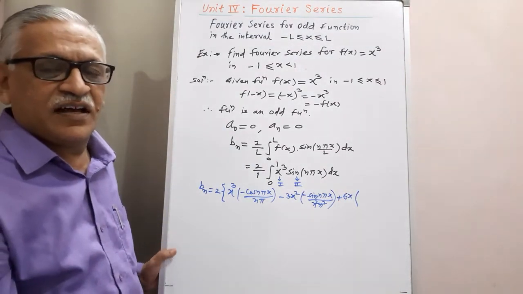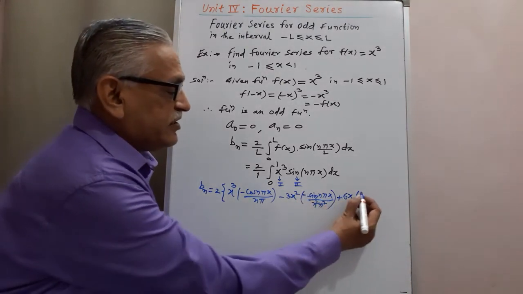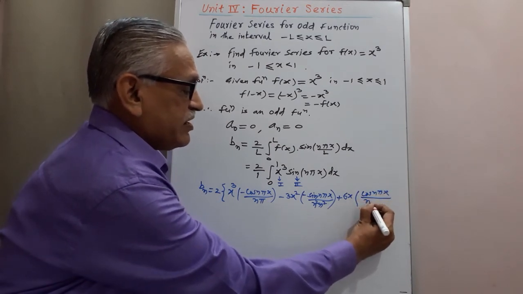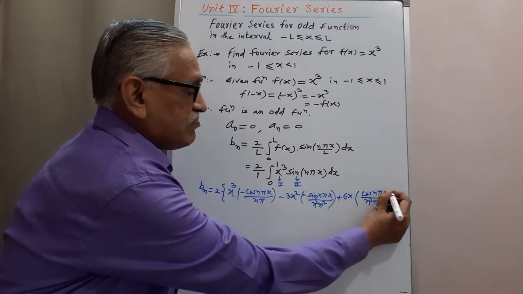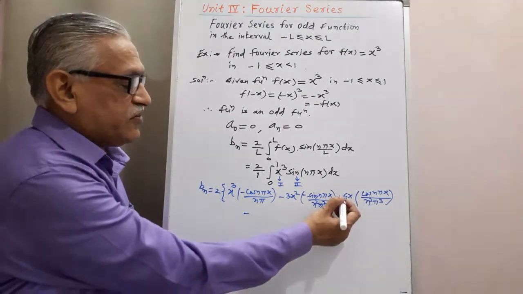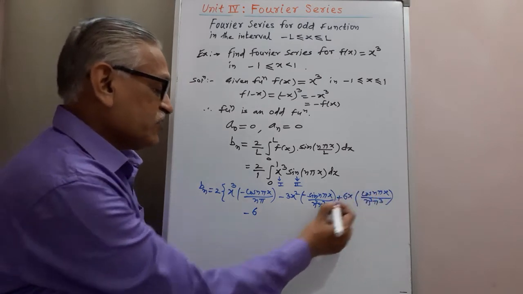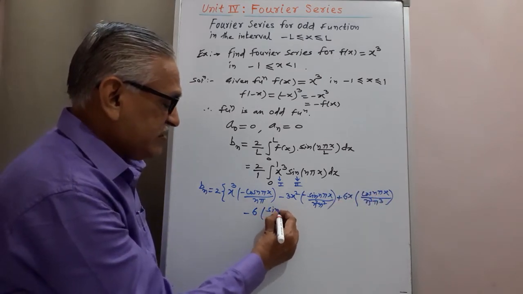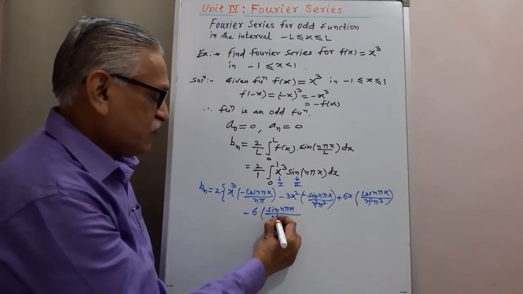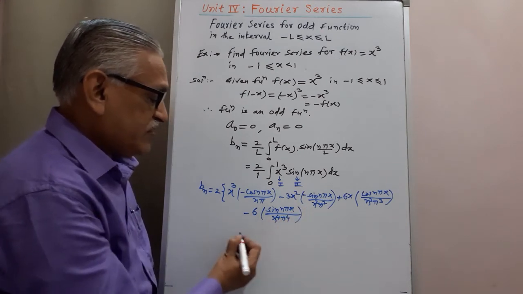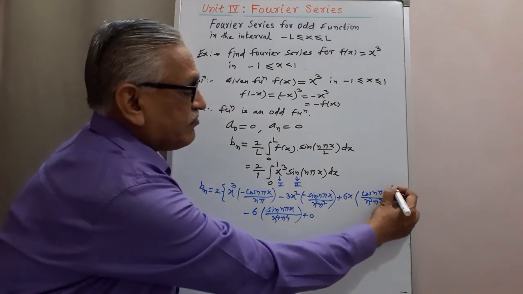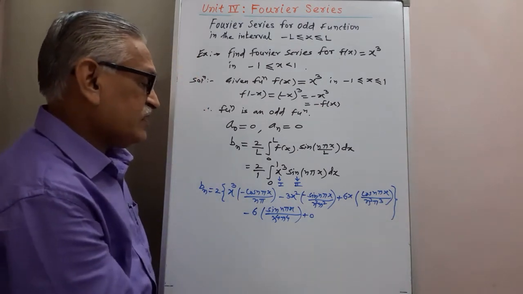Next integration of sine is minus cos, and that minus sign, it becomes plus cos of n pi x divided by n cube pi cube, then minus derivative of 6x is 6, integration of cos is sine n pi x by n raised to 4 pi raised to 4. Next derivative of 6 is 0, therefore we stop here, and the limits from 0 to 1.